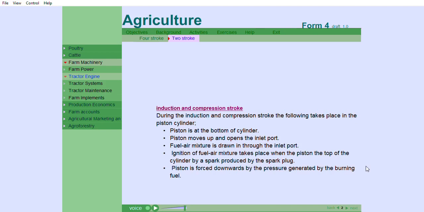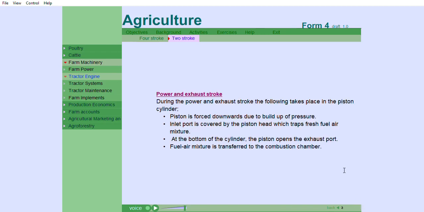Induction and compression stroke. During the induction and compression stroke, the following takes place in the piston cylinder. Piston is at the bottom of cylinder. Piston moves up and opens the inlet port. Fuel-air mixture is drawn in through the inlet port. Ignition of fuel-air mixture takes place when the piston is at the top of the cylinder by a spark produced by the spark plug. Piston is forced downwards by the pressure generated by the burning fuel.